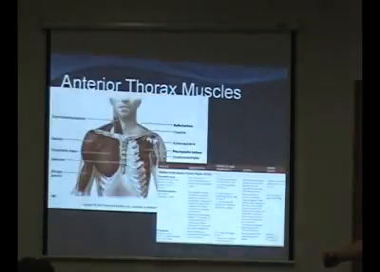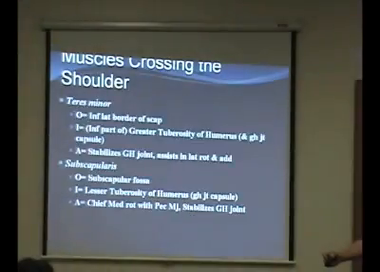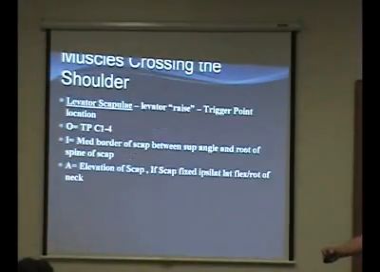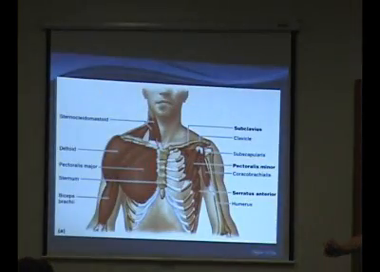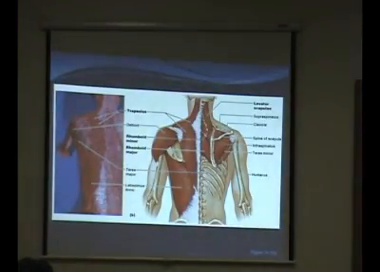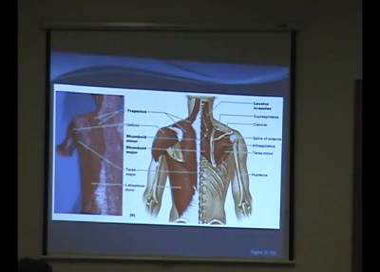Okay, trapezius means irregular four-sided figure, and it's the most superficial muscle of the posterior thorax. It's flat and triangular. Some of its actions are that it stabilizes, raises, retracts, and rotates the scapula. The inferior fibers of it depress the scapula. The origin is the occipital bone, and the insertion is the acromion and spine of the scapula, and then the lateral third of the clavicle.